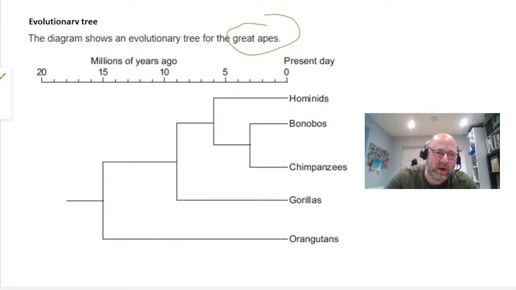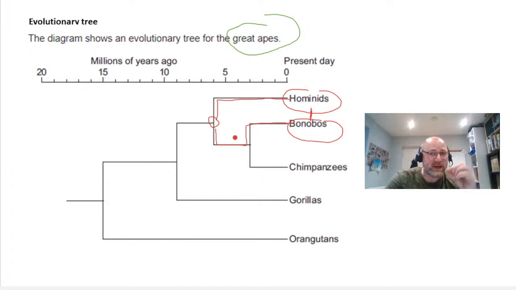Nice one, guys. Now, a few of you might have been tempted by that one. You might have looked and said, these are closest together. But you've got to follow the line back, and actually, they're really quite far back. If you get your ruler out, you can even measure it. They're a lot further away. These two, the bonobos and the chimpanzees, share a much more recent common ancestor.